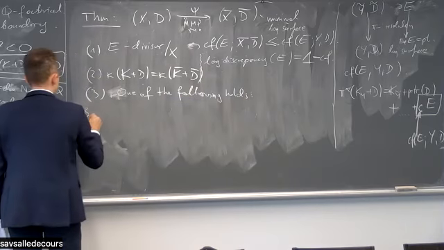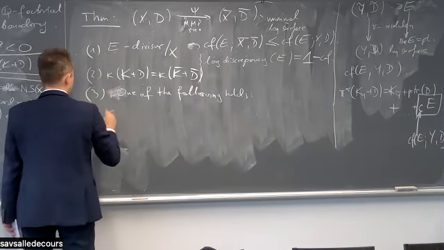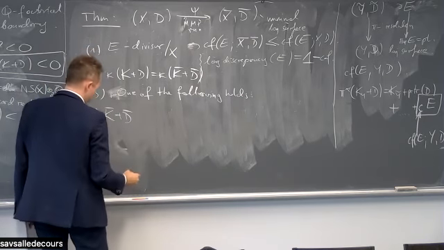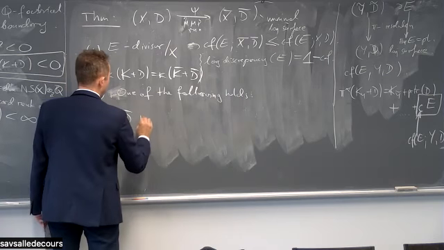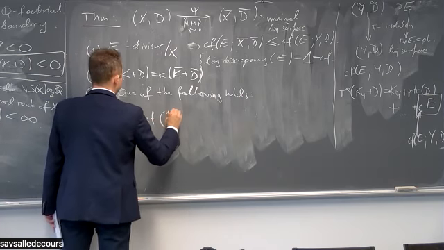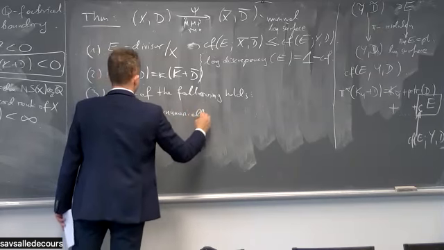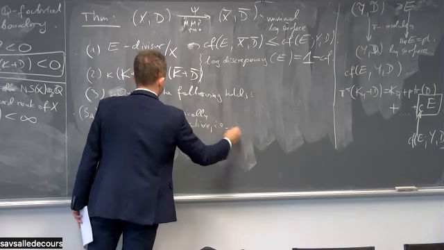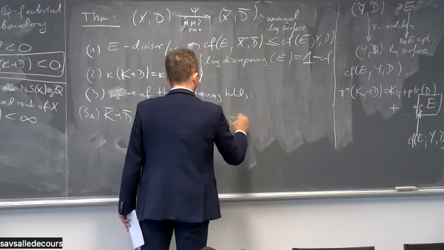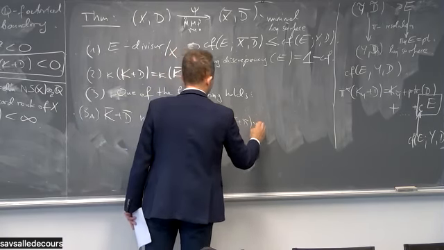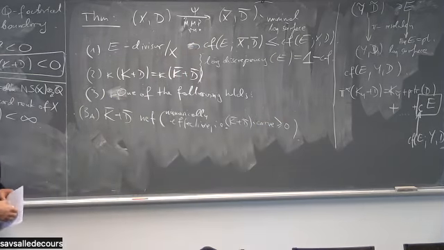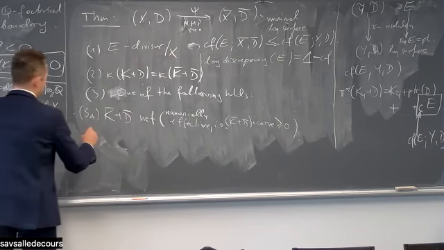Option 3A: K bar plus D bar is, exactly as it was in the case of smooth surfaces, NEF, which means numerically effective. That is, K bar plus D bar times any curve is non-negative. This is exactly how it was for projective surfaces.